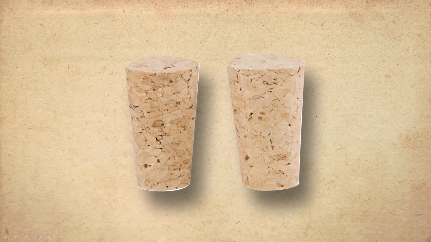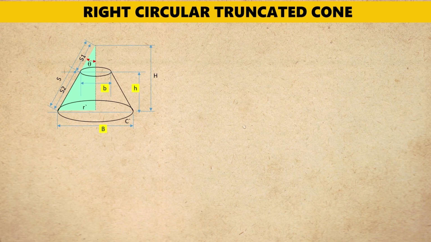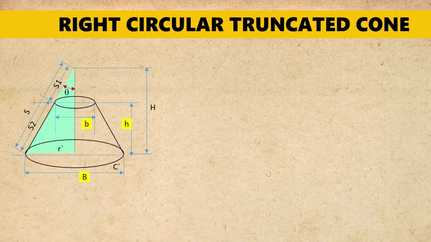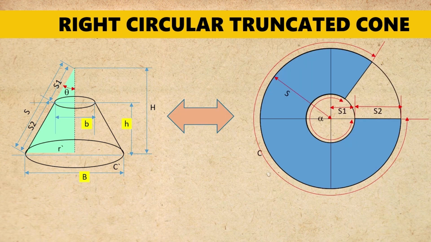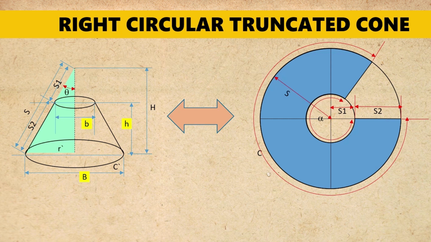Let us consider the right circular truncated cone. This cone has its top flattened, or truncated. For this shape, there is an additional dimension, which is the internal radius for the pattern. The internal radius is equal to the slanted height s1. This will determine the radius of the truncated portion. But all other dimensions are similar to a regular circular cone.